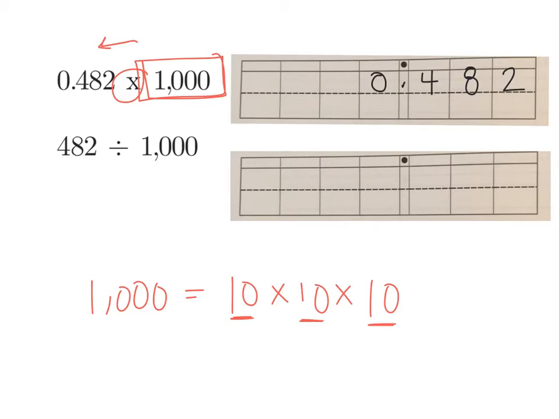So how do I have to shift those? I have to shift it to the left. How many times? 3. So 1, 2, 3. So the 4 would go here. The 8 would go here. And the 2 would go here. So what's 482 thousandths times 1,000?